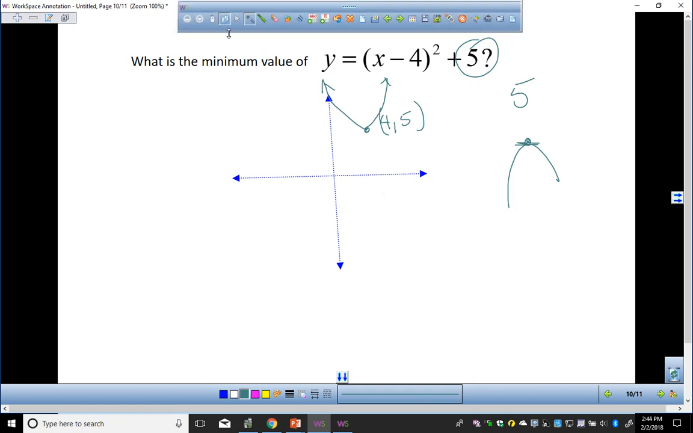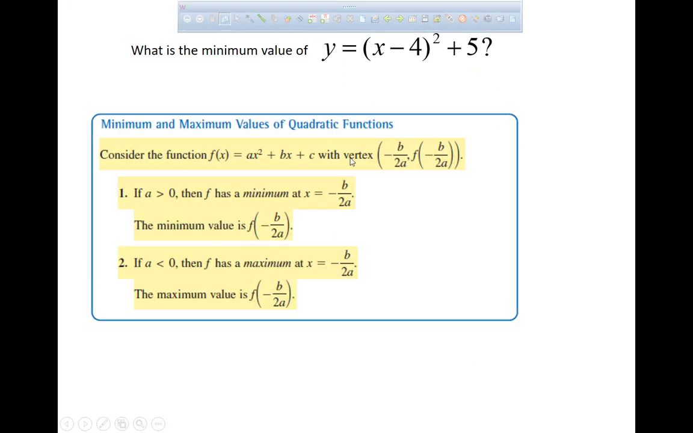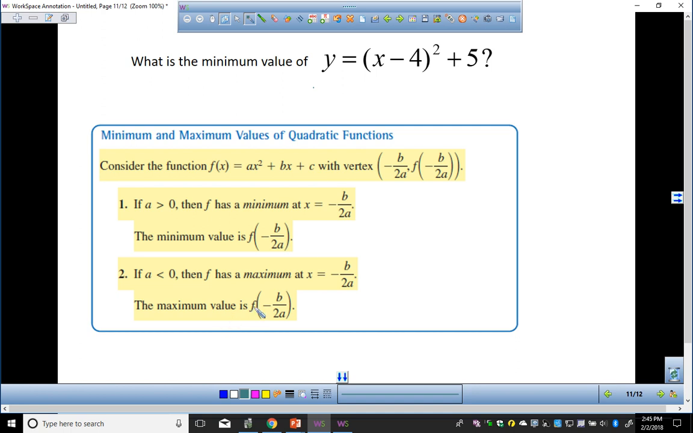The next slide kind of shows you, this is really complicated for what it's saying, okay? All this is saying is that if it's a right side up parabola, you have a minimum, and the minimum is the y coordinate of the vertex. And if it's an upside down parabola where a is less than 0, then the maximum value is the y coordinate of the vertex. All right? That's all that's saying.